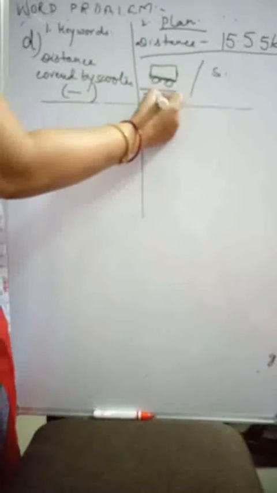Firstly, the total distance that is travelled by Amit is 15.55 kilometer. So he travelled a distance of 15.55 kilometer, half of the distance by bus and half by scooter. So here in the question, the distance covered by bus is given. What is the distance covered by bus? 12.400 kilometer.